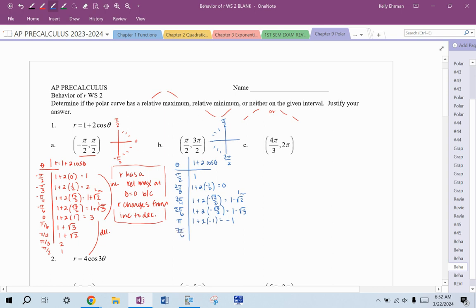in similar values. When I plug in 7 pi over 6, because cosine's still negative in quadrant 3, I should get the exact same thing I got when I plugged in 5 pi over 6. So save yourself some computation here. 5 pi over 4 is going to be 1 minus radical 2. 4 pi over 3 is going to be 0. And 3 pi over 2 is going to be back to 1.